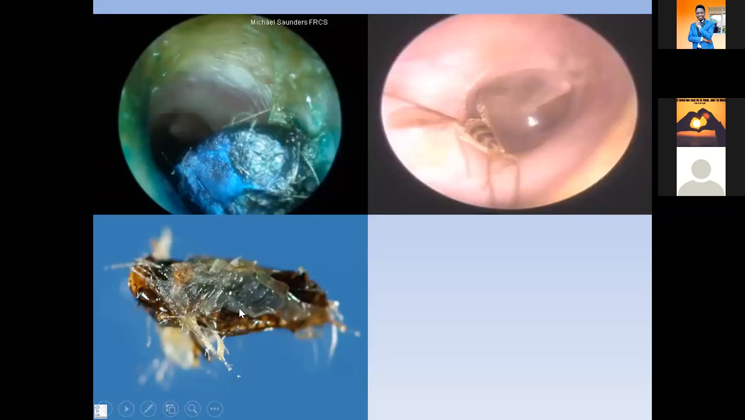Then we also have an insect that has been removed, but you can see this is a moth that is clinging onto the eardrum. Sometimes the insects end up biting the eardrum and causing hyperemia of the eardrum. And this is wax in the ear.